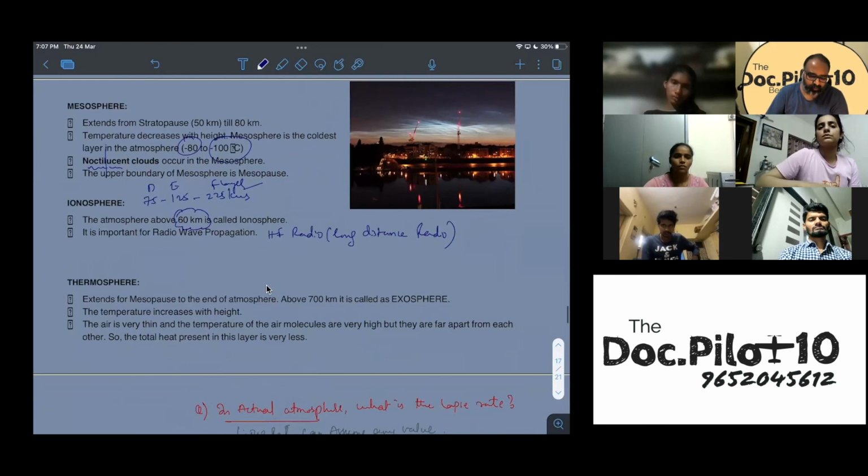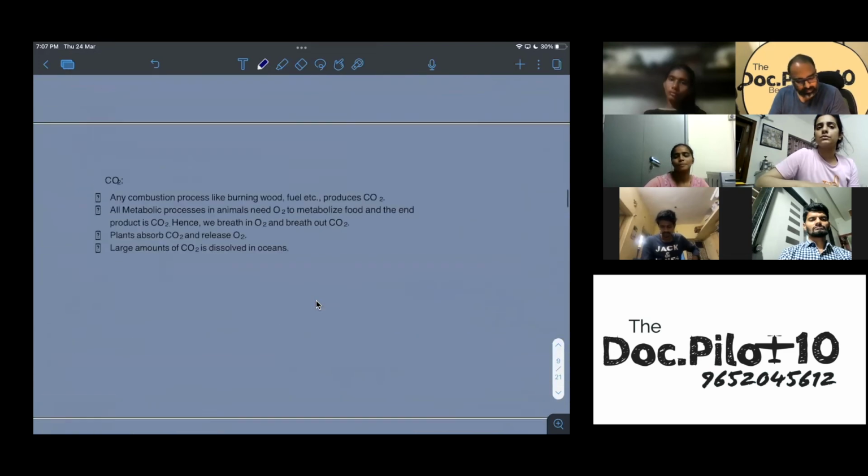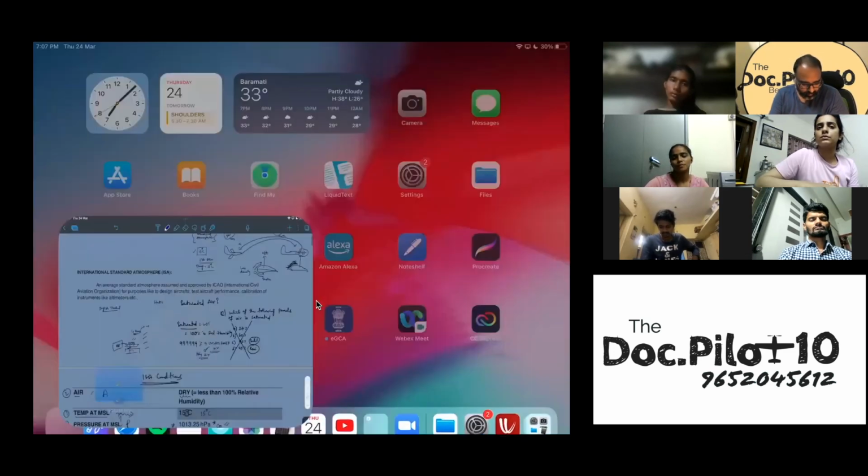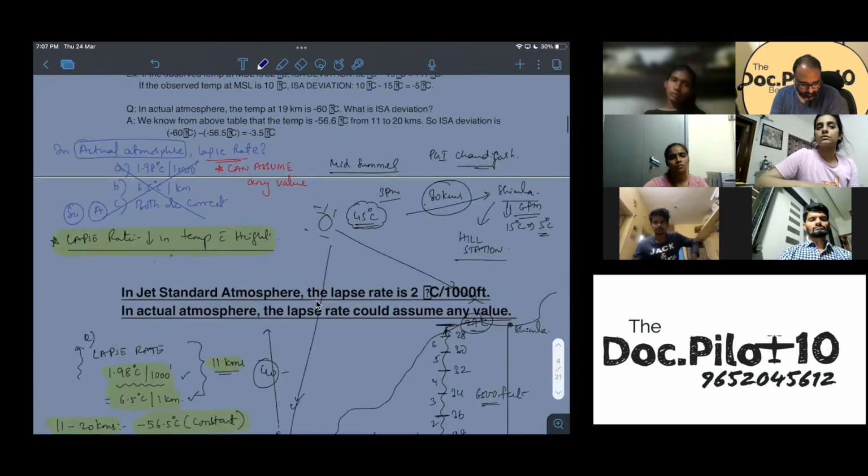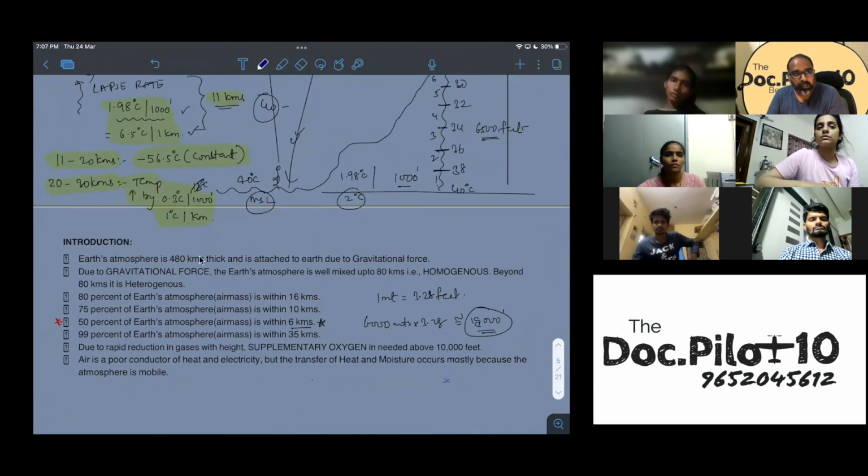And the last layer, the thermosphere, extends from the mesopause to about 700 kilometers. Beyond 700 kilometers, it is called the exosphere. Now tell me, in the starting I taught you a sentence. What is that sentence? Earth's atmosphere is 480 kilometers thick. How come the thermosphere is at 700 kilometers? So in one book they give contradictions, but we cannot do anything because it is there in the exam. They will ask what is the thickness of Earth's atmosphere. You have to answer 480 kilometers thick. That you have to remember.